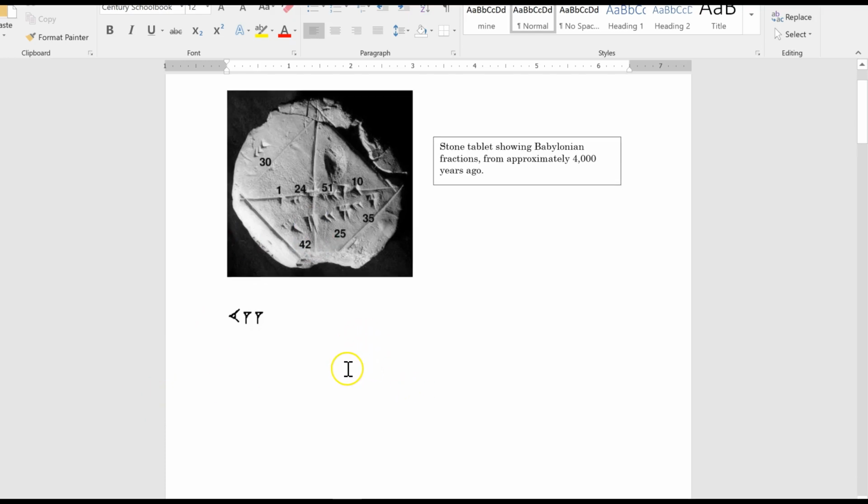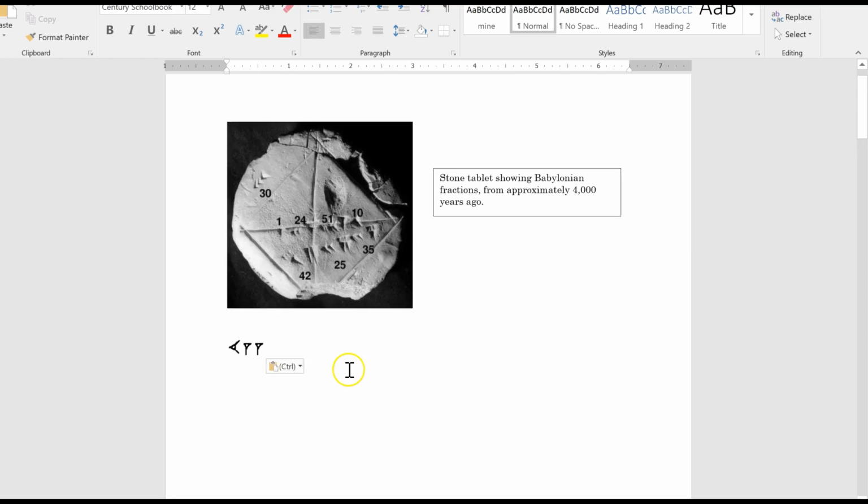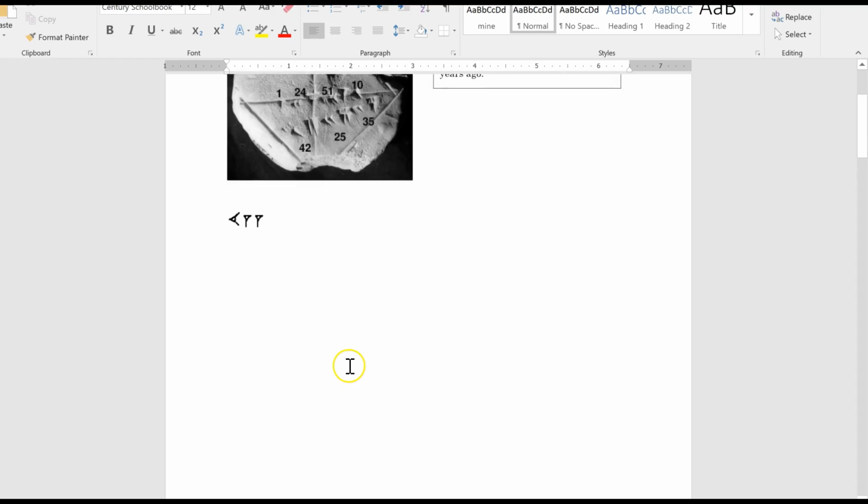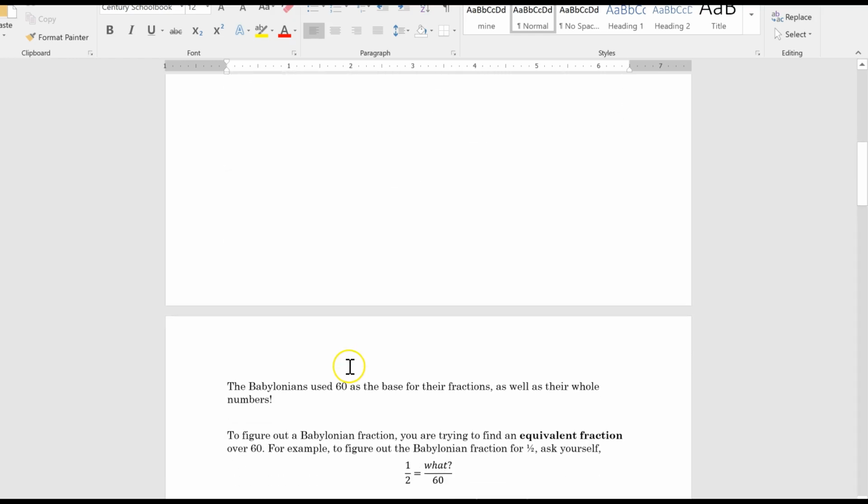So for their fractions, do you remember the regular numbers? It was base 60. The fractions were also base 60. So if I wanted to make the fraction 1/2, I would have to figure out what over 60 would give me 1/2. So if you think about it, pause the video for a second and think about what over 60 is 1/2. I bet you know.